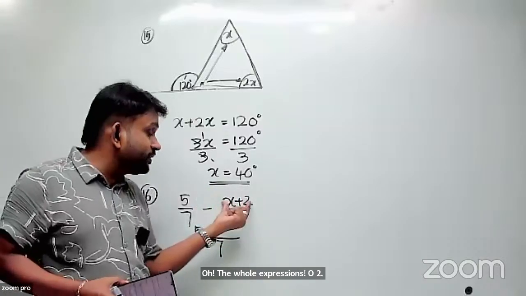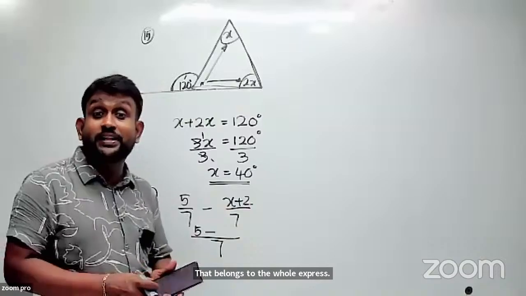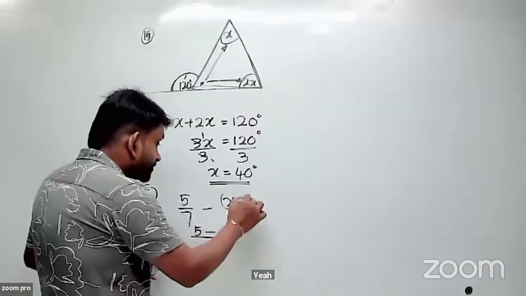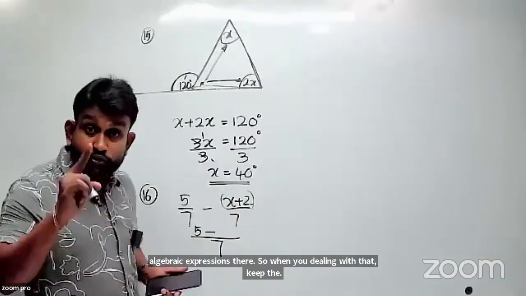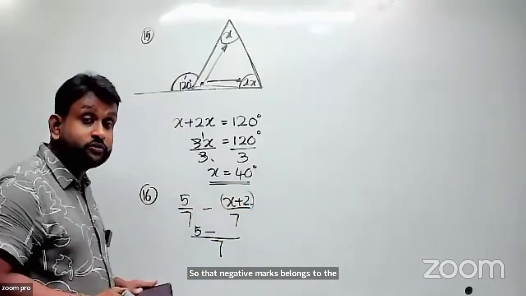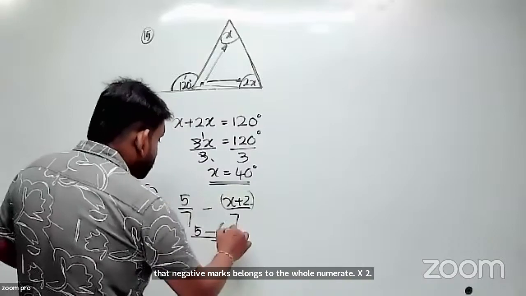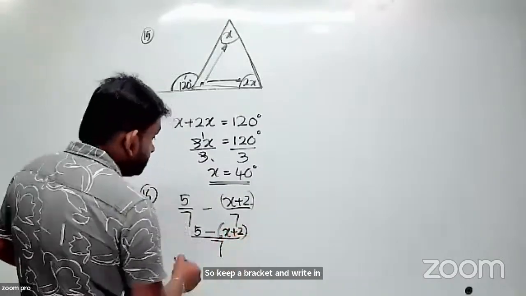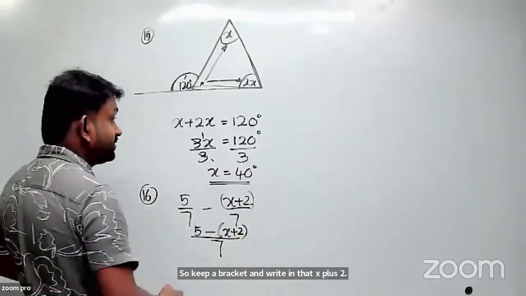Here they are algebraic expressions. So when you're dealing with that, keep the bracket. Otherwise you will be in trouble. So that negative mark belongs to the whole numerator x plus 2. So keep a bracket and write within that x plus 2. Then only you will get the correct answer.